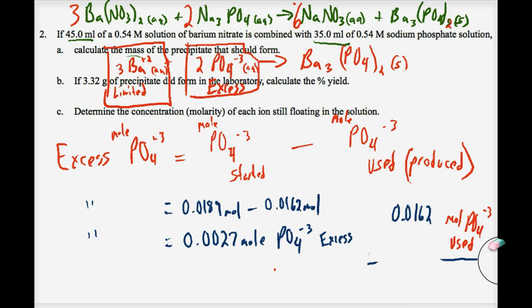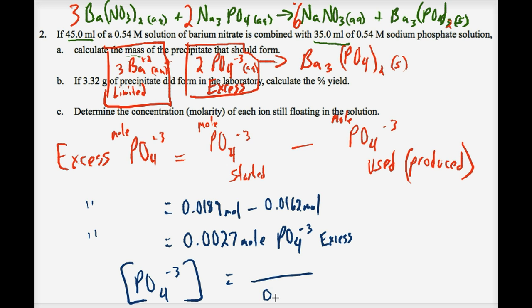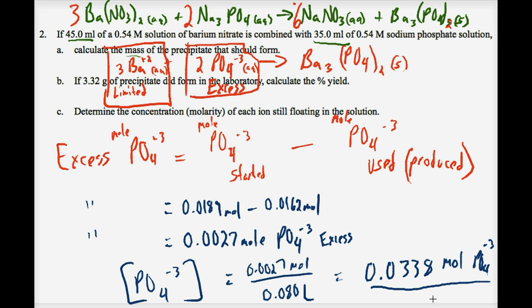But again, they're looking for the molarity in excess. Okay, our quantity is in moles. It's the right answer, but not to their liking because they're looking for the molarity of excess. And when we find the molarity, we're going to have to put it over 0.080. Again, that was our volume. And when we do so, we're going to get an answer of 0.0338 mole phosphate over liter.